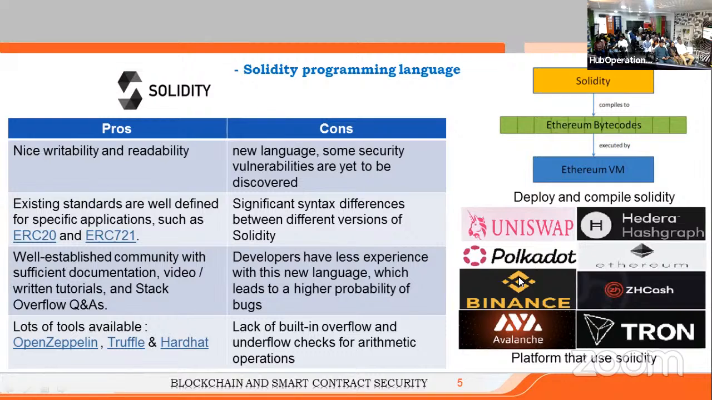Solidity is easy to read and contains standards like ERC20 for tokens and ERC721 for NFTs. One of the biggest advantages of Solidity is that the community is well established. You can find videos, tutorials, and Stack Overflow, so you can ask a question and get an answer as soon as possible. A lot of tools are also available, like the OpenZeppelin library, Truffle, and Hardhat.